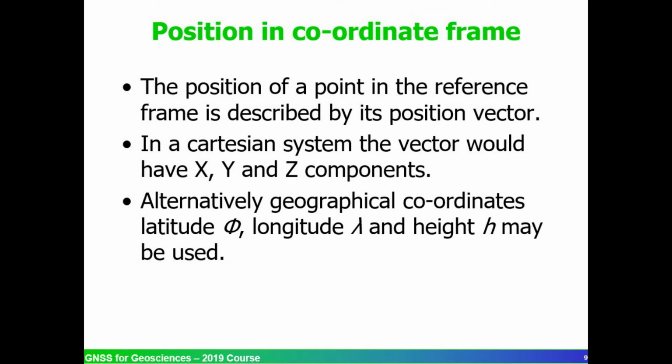Position in the coordinate frame. The position of a point in the reference frame is described by its position vector. In a Cartesian system, the vector will have components x, y, and z. Alternatively, the geographical coordinates latitude, longitude, and height may be used.